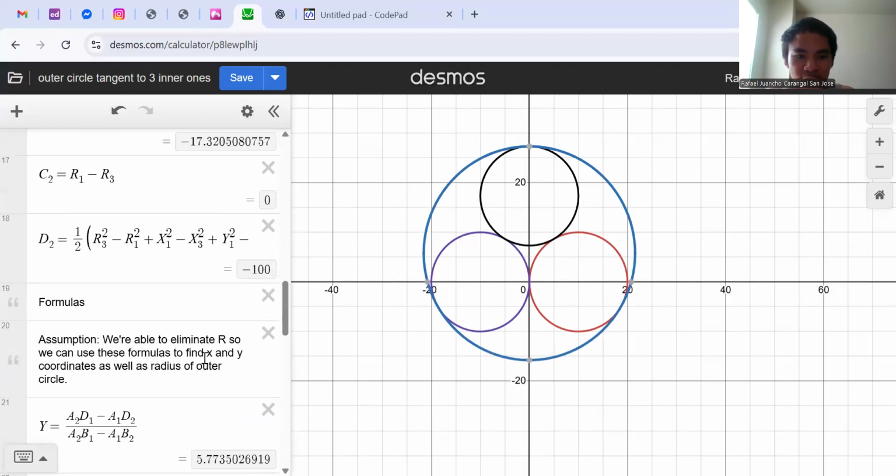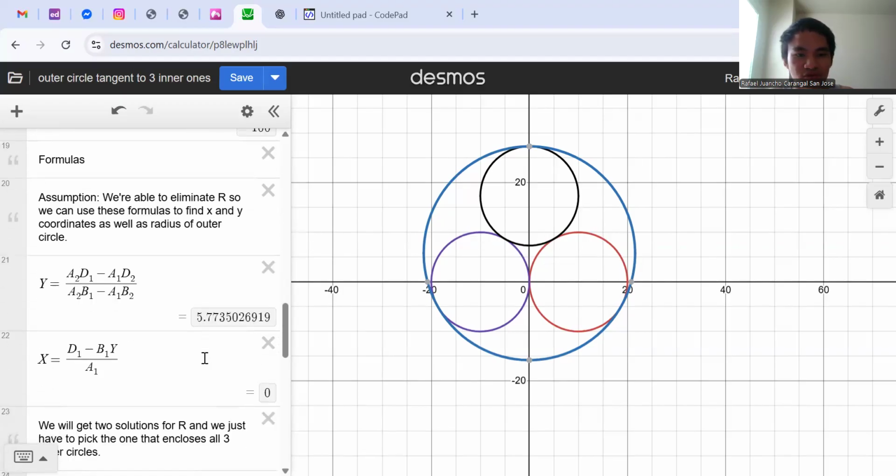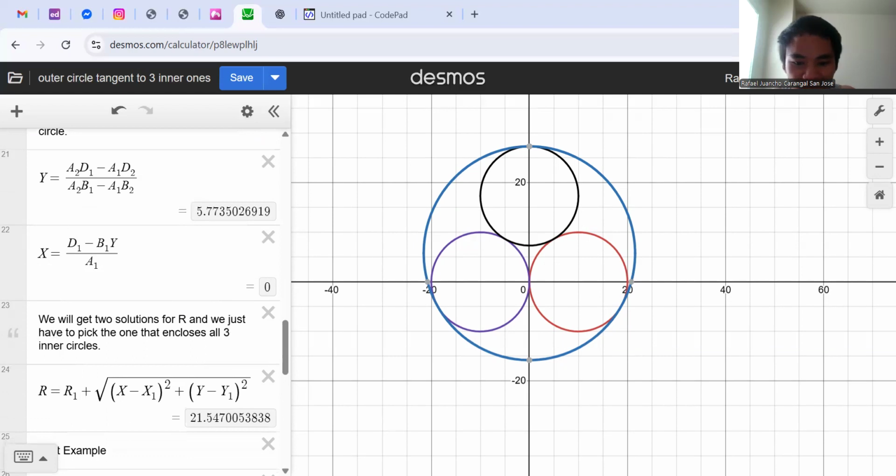So those are the assumptions. We want to be able to eliminate R, and as much as possible, we want our radii to be equal. Yeah, we want them to be equal. I could solve for it. I'm going to solve for it. Let me solve for it real quick. It's going to be in the video anyways.